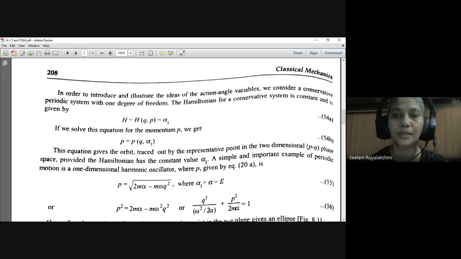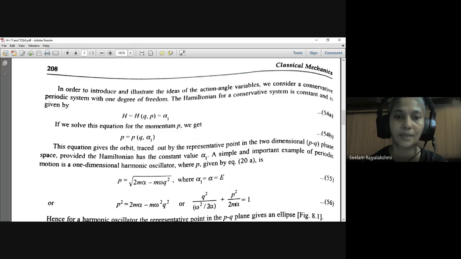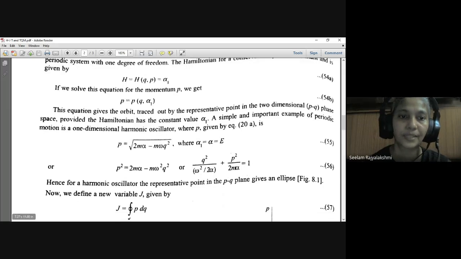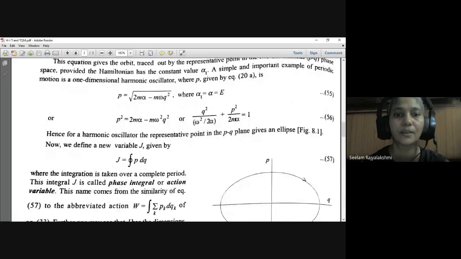A simple and important example of periodic motion is the one-dimensional harmonic oscillator, where, as we have already seen, p = root of (2m alpha - m omega squared q squared), where alpha 1 = alpha, the total energy of the conservative system. Squaring both sides, we obtain p squared = 2m alpha - m squared omega squared q squared, or q squared by (2 alpha over m omega squared) plus p squared by 2m alpha equals 1. Hence, for a harmonic oscillator, the representative point in the pq plane gives an ellipse.